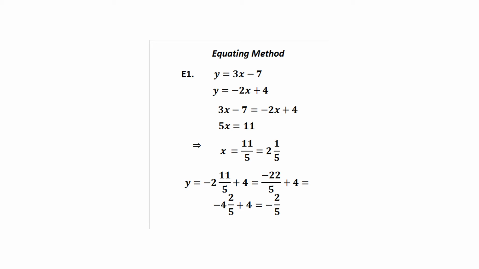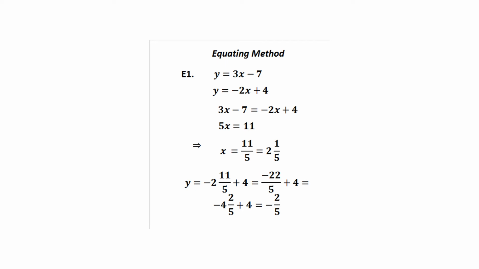Now to solve for y, it doesn't matter which one we use, we'll use the second equation. So y is equal to negative 2 times 11/5, the improper fraction. Don't use the mixed number. Plus 4. So now we're going to have negative 2 times 11. That's negative 22 over 5 plus 4.